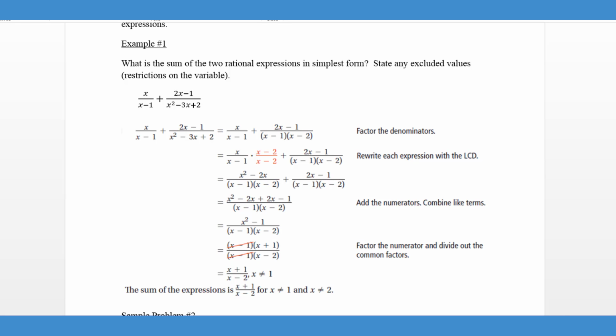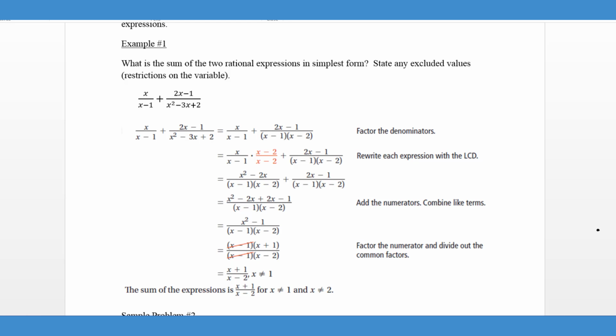Now, that may not make sense right off the bat, but if you look back to the original problem, you can see we had x minus 1 and x minus 2 in the denominators between the two rational expressions. And so we have an excluded value of x cannot equal 1 and x cannot equal 2, because in the original rational expressions it would make those undefined, and you can't add undefined fractions to each other. So you're not just looking at the simplified final answer, you're also looking at the denominators of the original expressions.